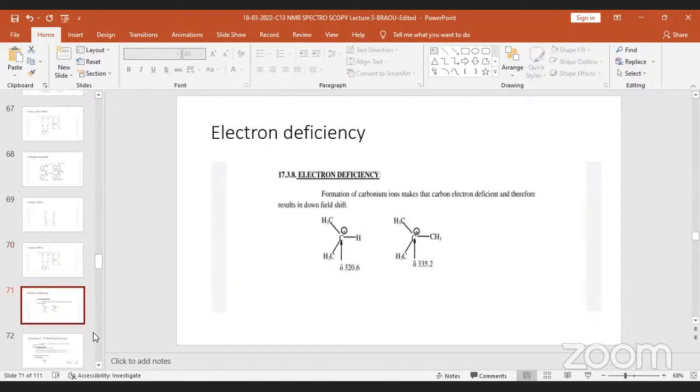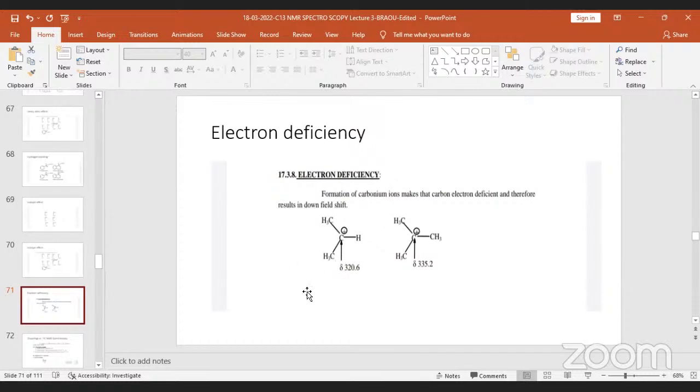This we have now discussed. Electron deficiency also contributes. As I told you, chemical shift is always dependent on what? It is dependent on the electron density around the nucleus. When there is electron deficiency, that means the upfield shift or shielding is less, is it not? Carbonium ions are electron deficient. Therefore, definitely there will be downfield shift. You see, carbonium ion 320.